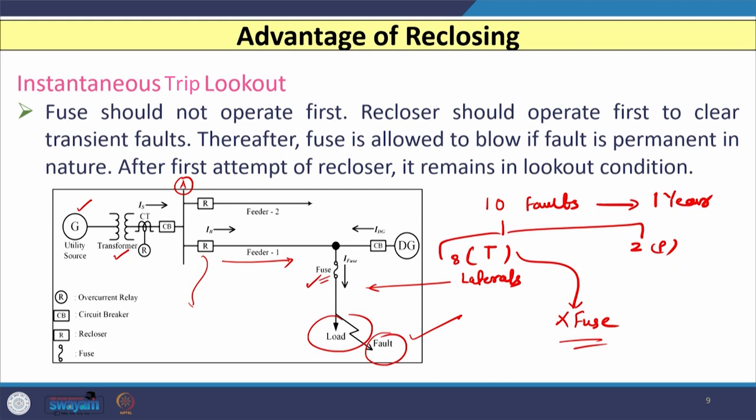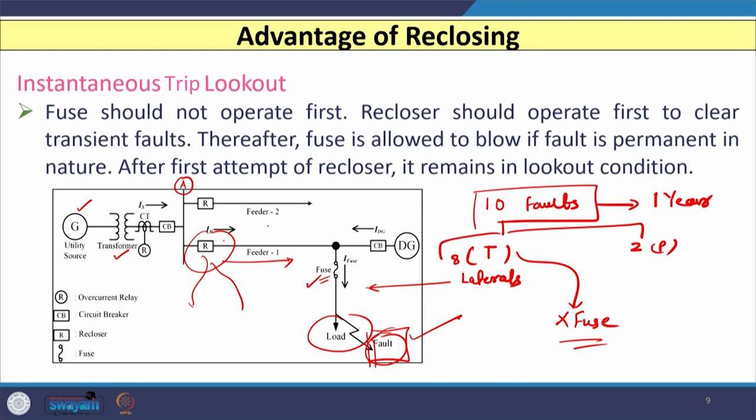In that case, what we do is, we put a recloser here, and the characteristic of the recloser should be coordinated with the characteristic of the fuse in such a way that the recloser should operate first for any fault on these laterals and the fuse is not going to operate. So, whenever any fault occurs on these laterals, let us say these 10 faults are going to occur, for these faults the recloser is going to operate first.